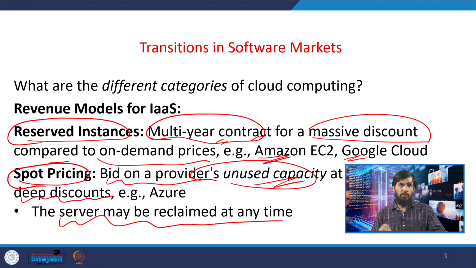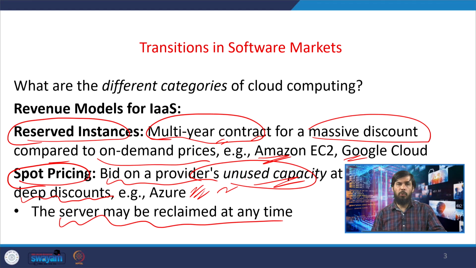So, whatever unutilized capacity they have, they offer through a bid. So, there are deep discounts, but it would be conditional. In case of a demand spike, the vendor might reclaim it, right. But spot pricing is actually an economical option for firms, right.